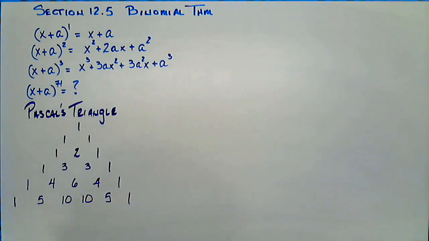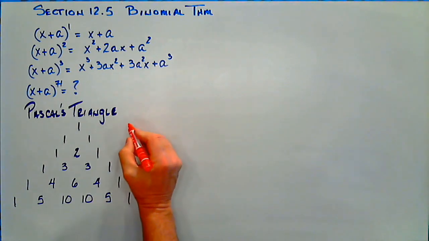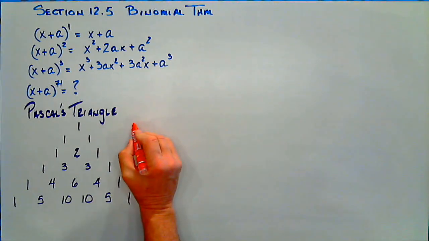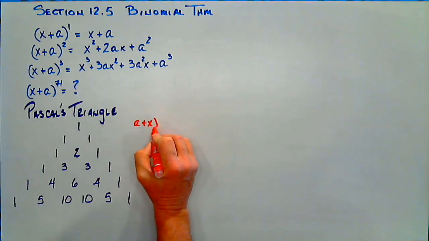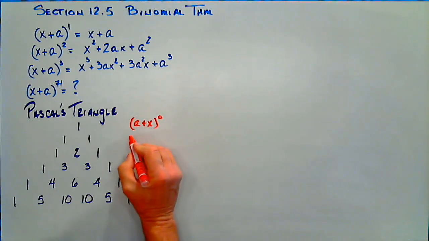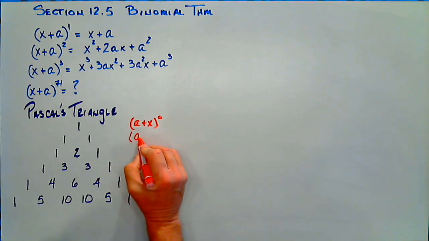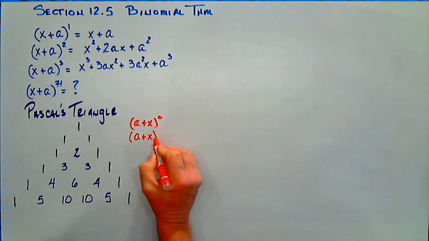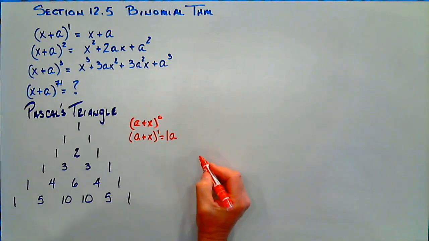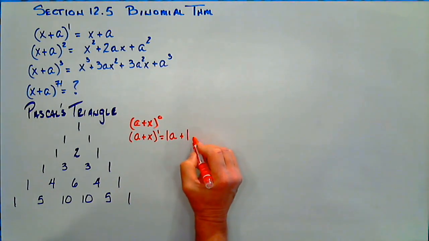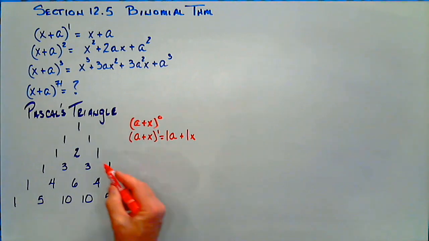Now, what are these, right? Other than this cute little number addition game that we use to build Pascal's triangle, what do these represent? Well, these actually represent the coefficients of a plus x to the 0. This row represents the coefficients of a plus x to the first, because what are the coefficients there? The first coefficient is a 1. The second coefficient is also a 1.